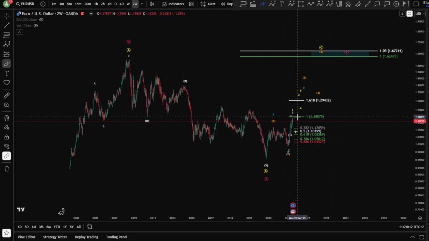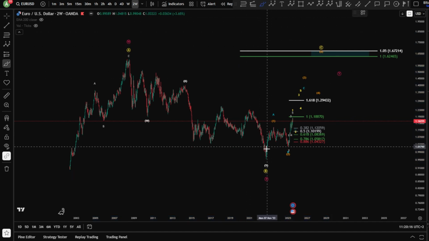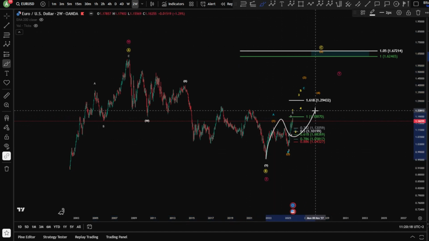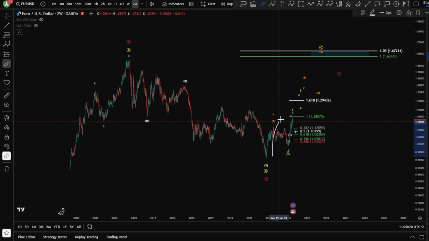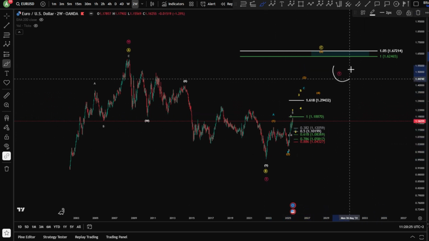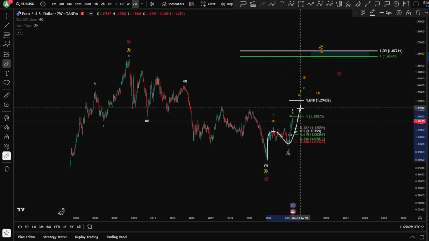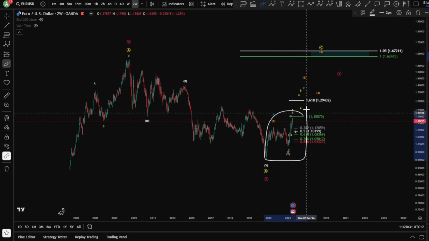Now, basically, you can have, of course, a wave W here. The wave W, of course, you know that it can be different shape. It can be, of course, a zigzag. It can be a flat. It can be even a triangle. In this case scenario, if you are looking for a wave W, first you need, of course, at least to confirm what is this pattern.